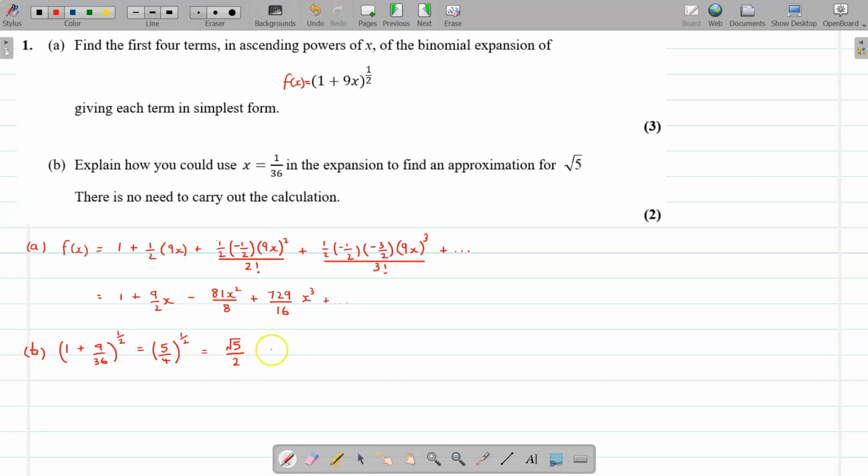So what you would need to do is substitute x equals 1 over 36 into f of x, and then multiply by 2. Okay, and that's key. If you don't put that multiply by 2, then you're not really understanding the problem. Then multiply the result by 2.